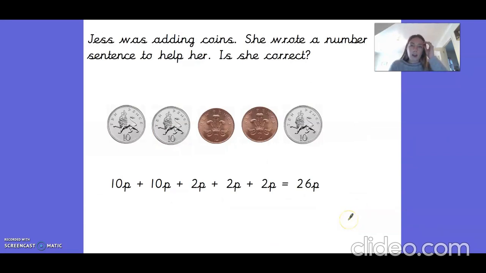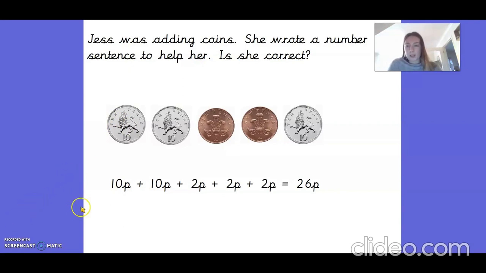And then our last question of today's lesson is a word problem. So let's listen carefully. Jess was adding coins. She wrote a number sentence to help her. Is she correct? So here are Jess's coins, and here is Jess's number sentence. Have a look at the coins, and then have a look at the number sentence. Do you think Jess's number sentence matches the coins that she's got? Is she correct? See if you can explain why or why not.